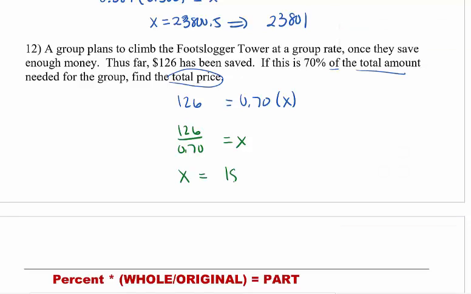And it tells us they need, and this should make sense. Stop and make sure. This answer should be more than the 126 because they've only saved 126 so far. They need a total of $180.